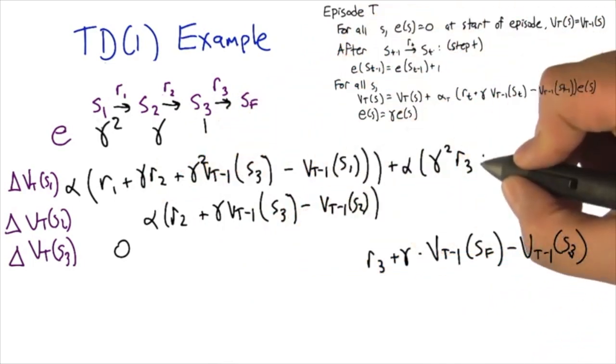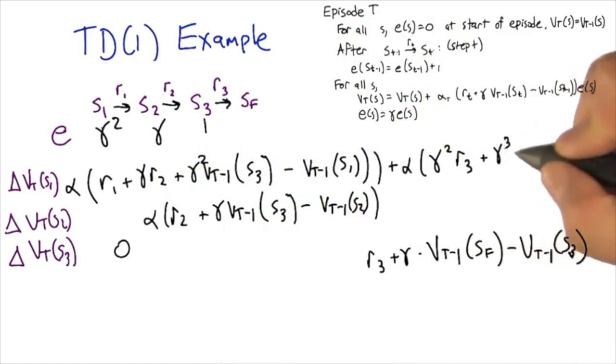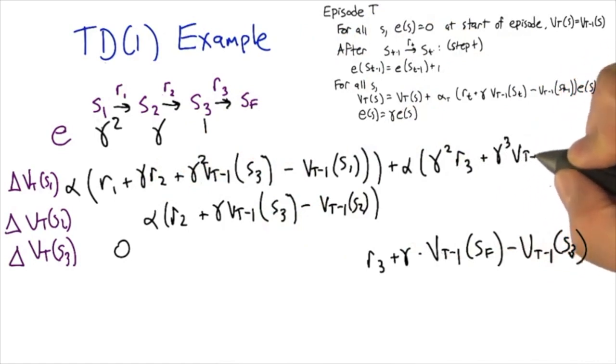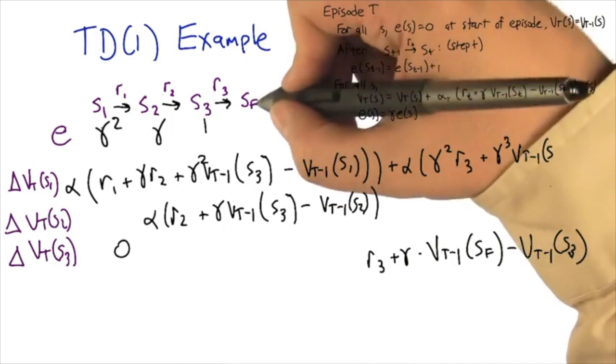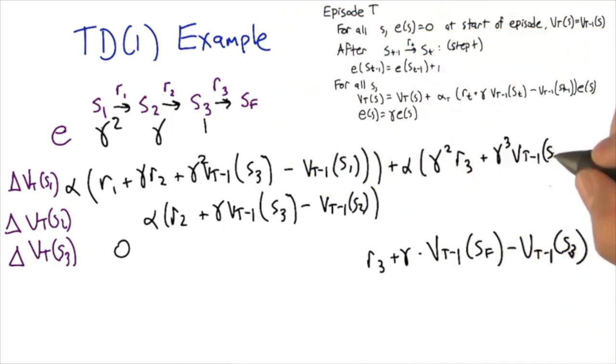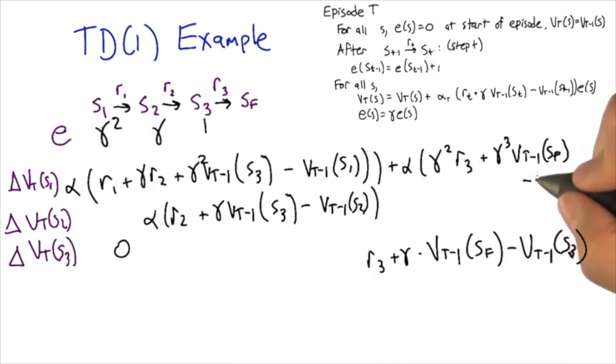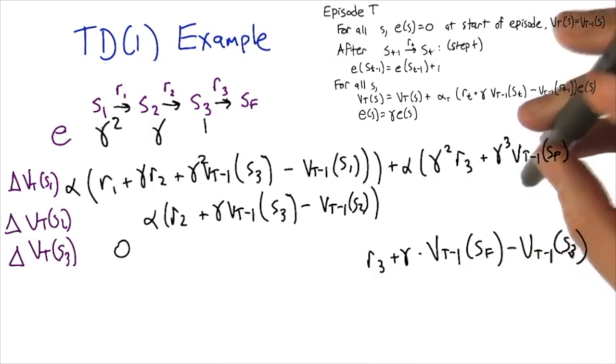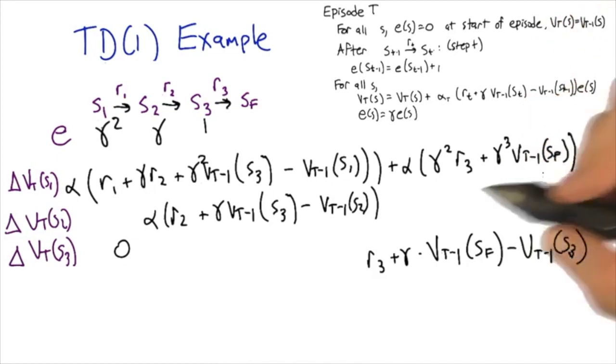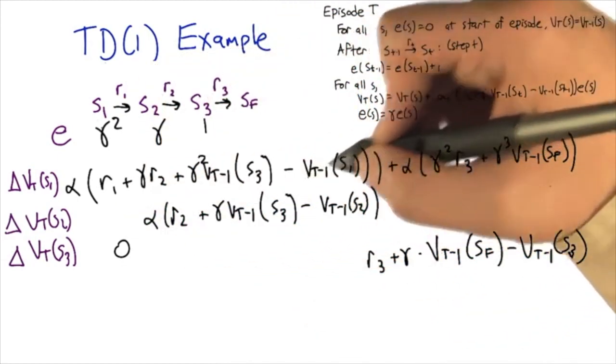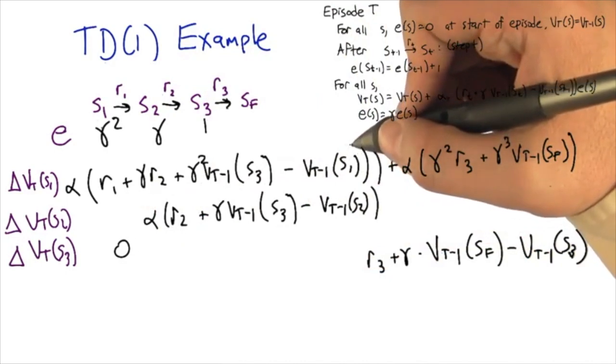plus gamma cubed of VT minus 1 of S4. Well, there's no S4. It's the final state. I'm sorry, SF. Thank you. Of SF, minus VT minus 1 of S1. So that stays. And all that is the error. It's what your guess was of the value and what you actually ended up seeing, which was all the rewards that you saw plus whatever future value there's going to be.